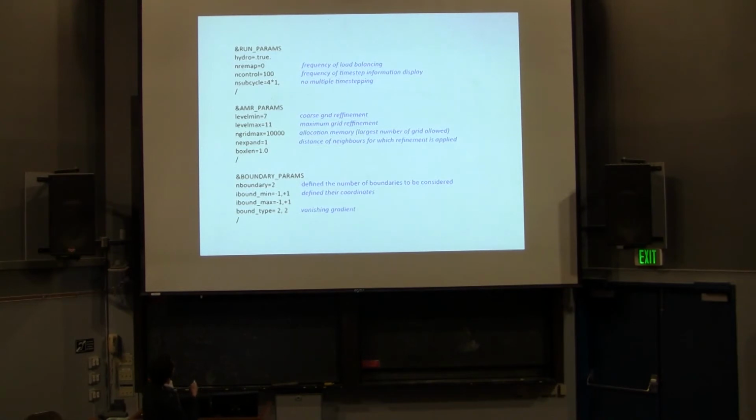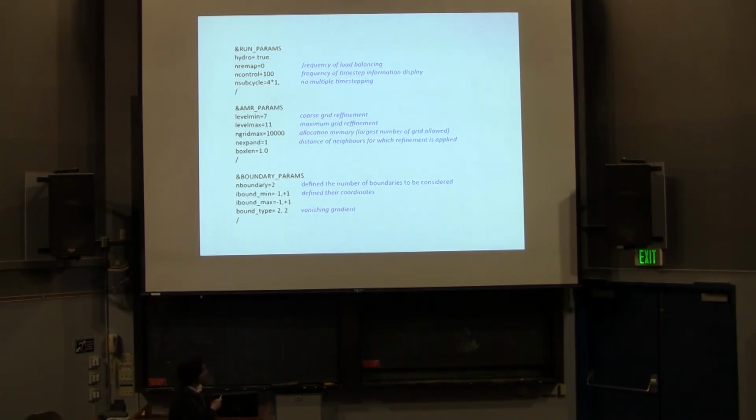And ngridmax is an important parameter. It's essentially the memory allocation. Because when you do AMR, you don't know a priori the number of cells you will have at the end of your computation or during your computation. So you have an idea, but you don't know this number accurately.